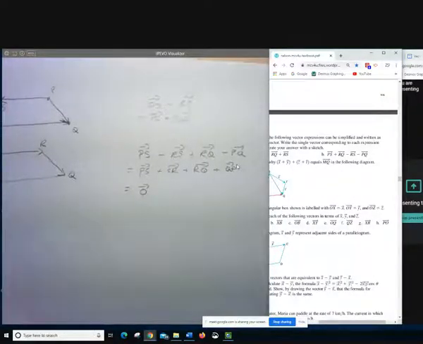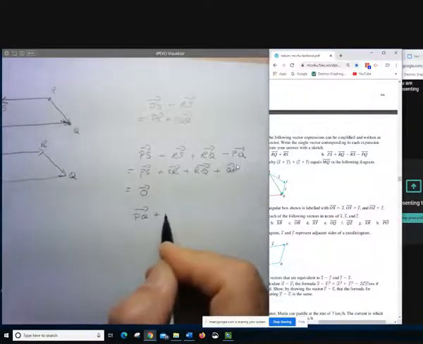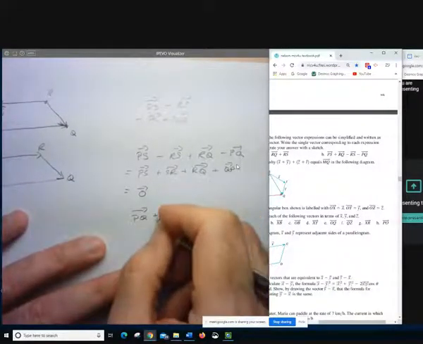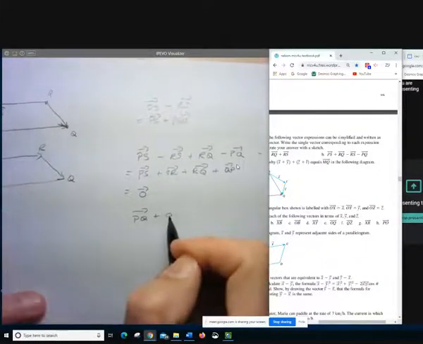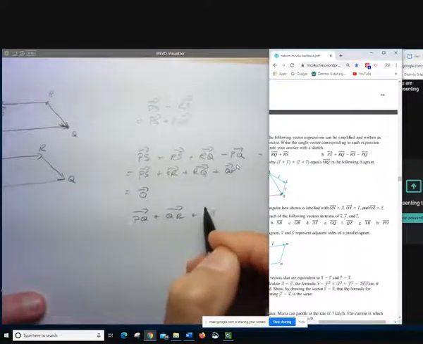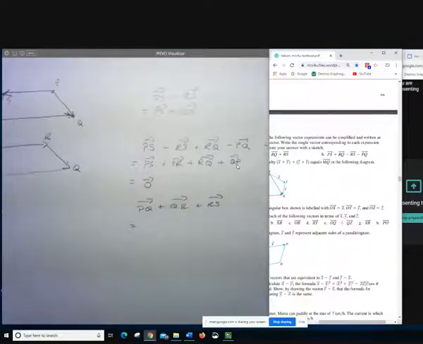Now, you're not always going to get the zero vector. Let's say I had something like PQ plus QR plus RS. What would be the resultant of something like this? Can somebody tell me what the resultant of that sum would be equal to?